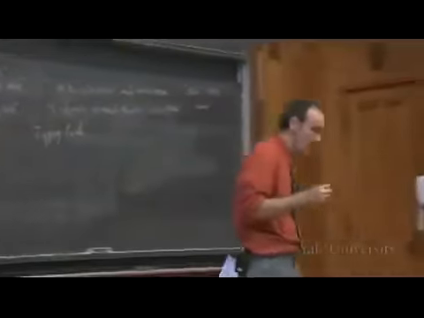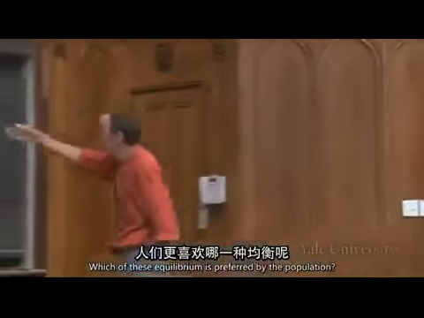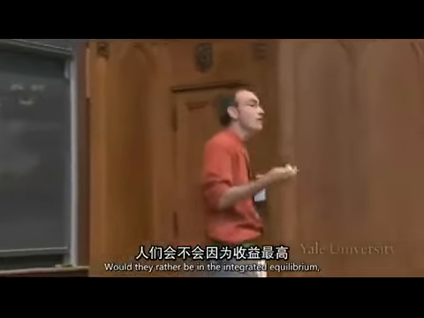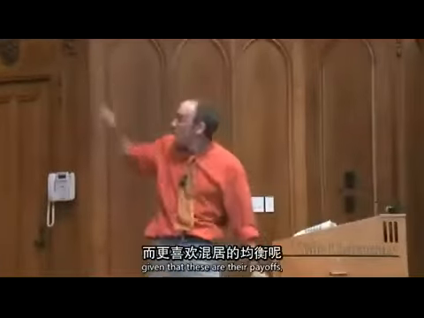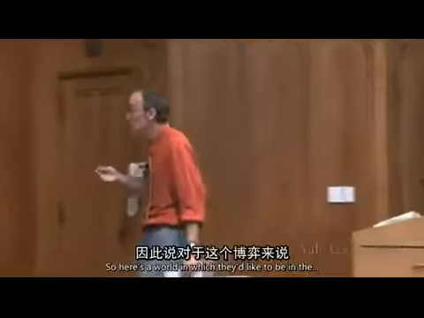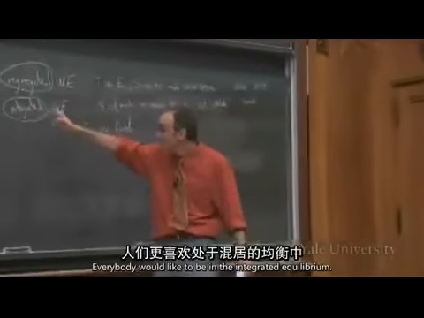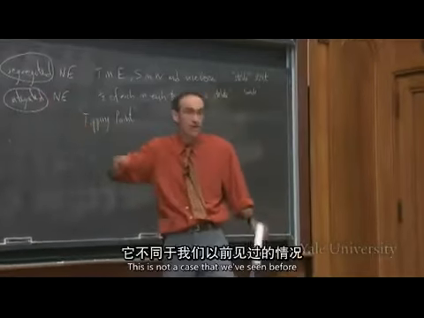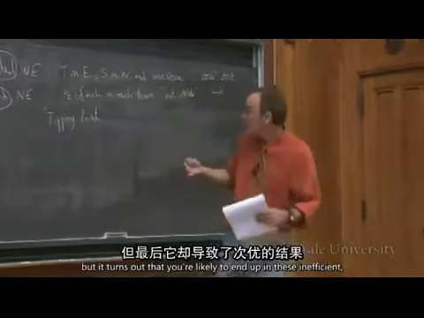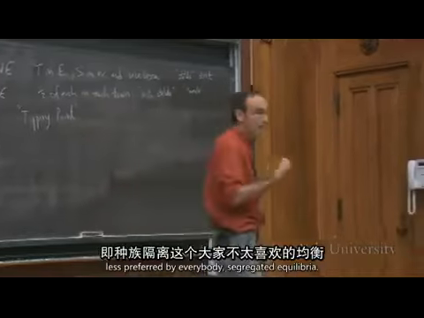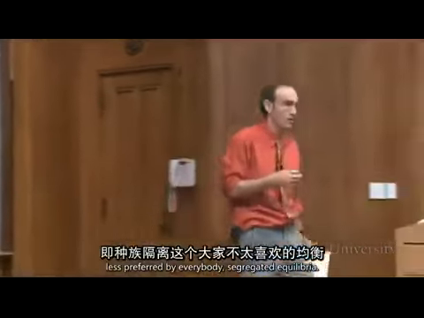Let's just make the other obvious remark. Which of these equilibria is preferred by the population? Would they rather be in the integrated equilibrium, given that these are their payoffs, or the segregated equilibrium? They'd rather be in the integrated one, right? So here's a world in which everybody would like to be in the integrated equilibrium. This is not a prisoner's dilemma, all right? This is not a case that we've seen before, but it turns out that you're likely to end up in these inefficient, less preferred by everybody, segregated equilibria.